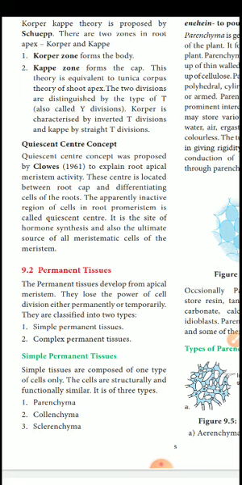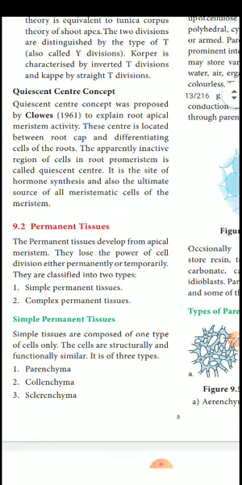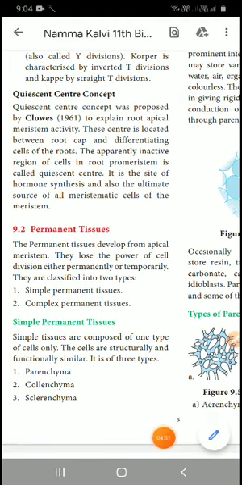Next, the quiescent center concept. The quiescent center concept was proposed by Clowes to explain root apical activity. This center is located between the root cap and the differentiating cells of the root. The region of cells in the root meristem is called the quiescent center. They will ask what is meant by quiescent center in 2-mark and 3-mark questions, so be ready for that. It is the site of hormone synthesis. Here only hormone synthesis takes place, and hormones are important for growth and formation.